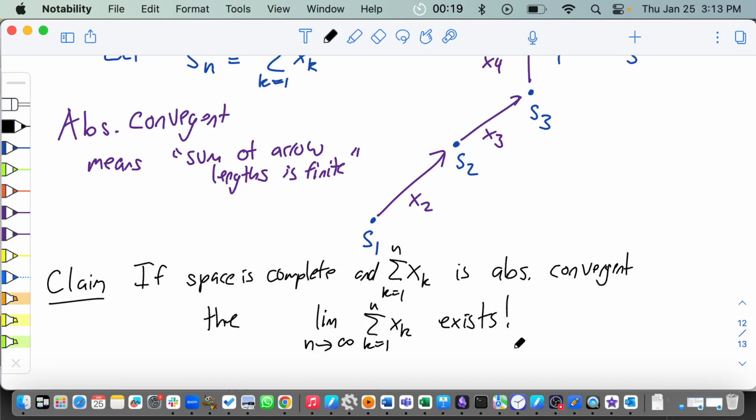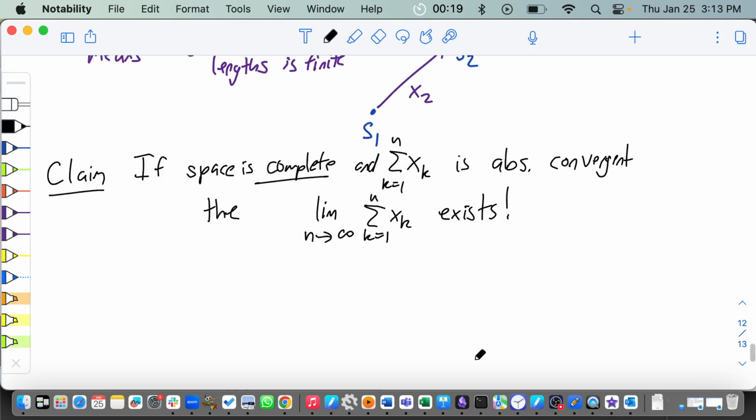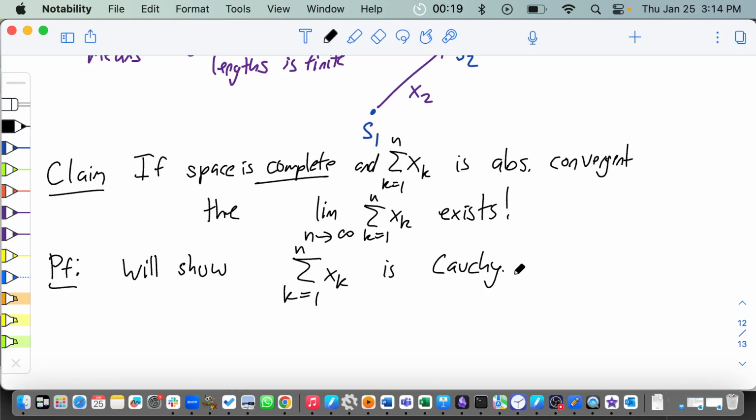So if it's absolutely convergent and you're in a complete space, then the limit exists. And like the hint of how we're going to prove this, we have a complete space, we want to prove the limit exists. How do you prove that the limit exists in a complete space? You show that it's a Cauchy sequence. So the proof is we'll show the sum from k equals 1 to n of xk is Cauchy. Okay, we'll give that a name. Let's call that Sn, the sum of the first n terms.